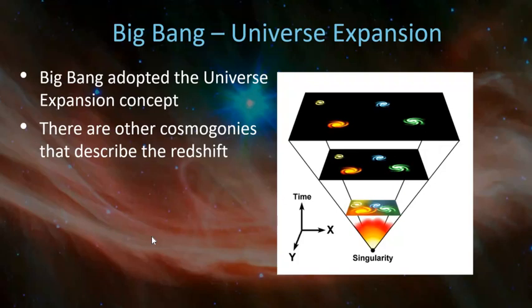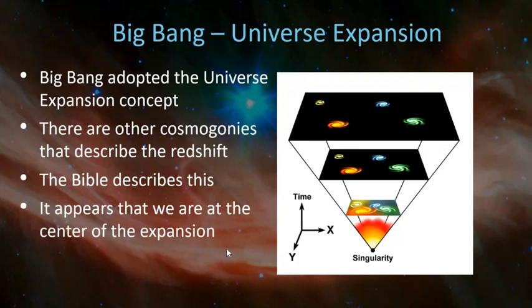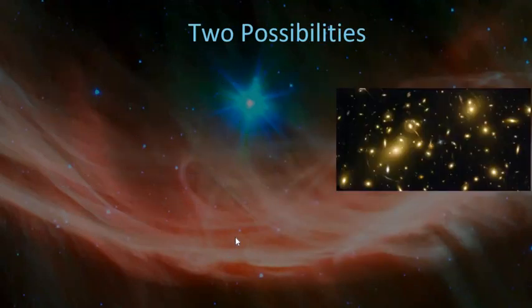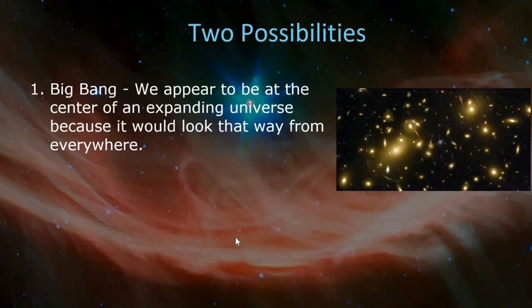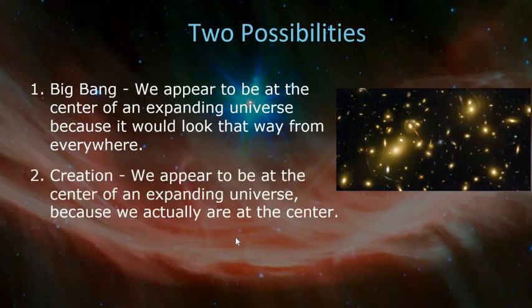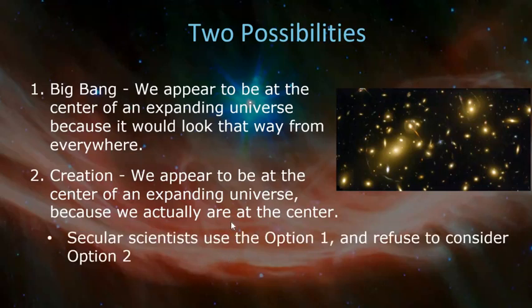But there are other cosmogonies that describe the redshift. The Bible describes this. It appears that we are at the center of the expansion. But there are two possibilities. The Big Bang model, they say we appear to be at the center of the expanding universe because it would look that way from everywhere. The creation possibility is we appear to be at the center of the expanding universe because we actually are at the center. Secular scientists only use option one and refuse to consider option two.